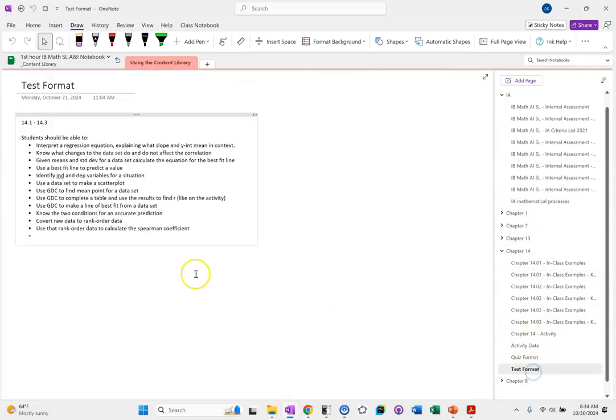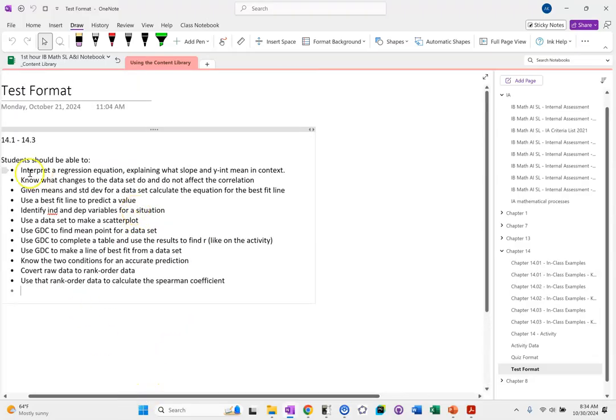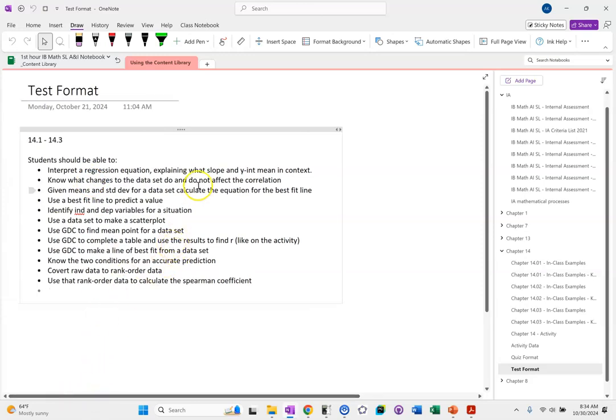So the test, you should be able to interpret a regression equation, explain what the slope and y-intercept mean in context. We've practiced that a couple of times now. Know what changes to the data set do and do not affect correlation. Given means and standard deviation for a data set, calculate the equation for the best fit line. We just practiced that a minute ago. You basically just use those two formulas.